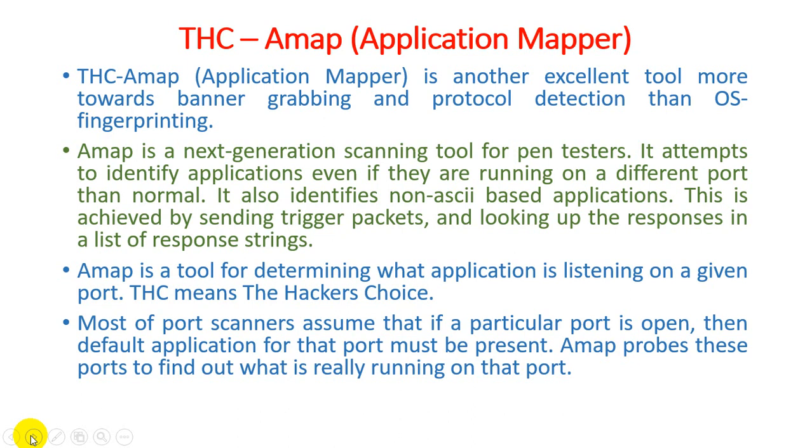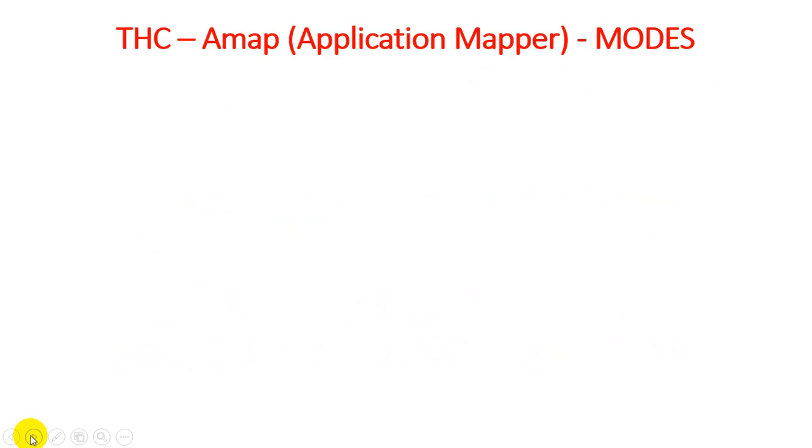So it is really useful to understand what a port number is and how banner grabbing or port detection is useful in the cybersecurity world. For this we use THC AMAP, the applications mapper. Now we will focus on the different options, or different modes, available in the applications mapper.